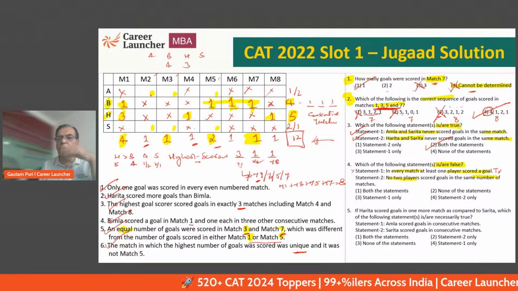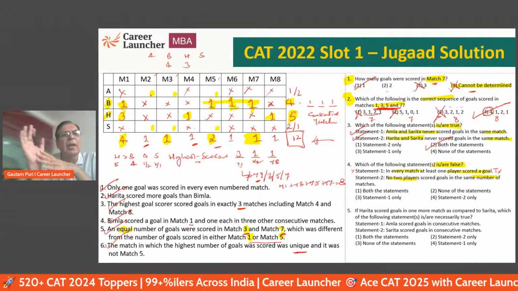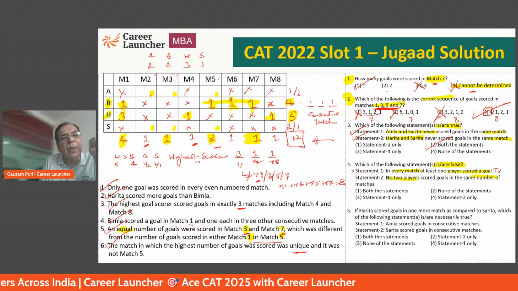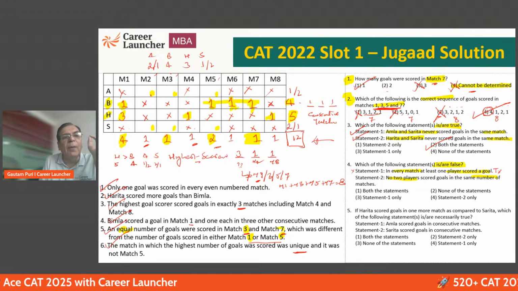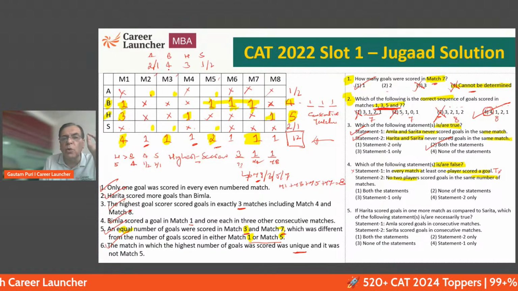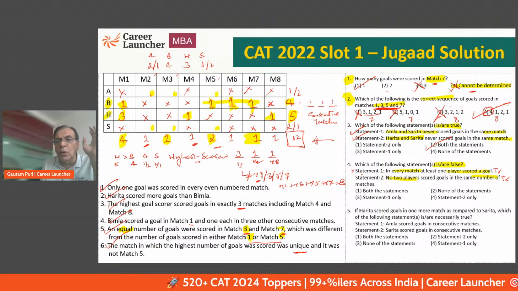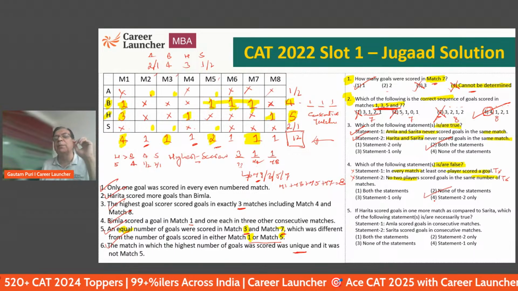That means if Amla scores, then Bimla will not score. Okay. So no two players. So if Amla scores in 2 matches, Bimla will score in 1 match. If Amla scores in 1 match, Bimla will score in 2. So the number of matches in which goals will be scored by each one of them will be different. So statement 2 is also true. So it cannot be a part of my answer. Which of these statements is false? None of these statements are false.